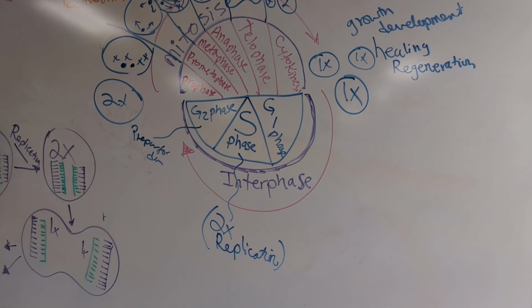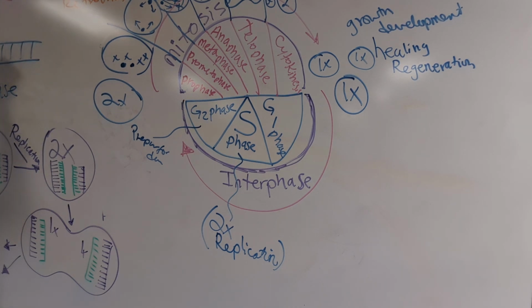Now, you see, this is replication. I have doubled. That's happening in the S phase. And in the S phase, you have the separation. The DNA is double-stranded. You will bring a very important enzyme known as helicase. What will helicase do?